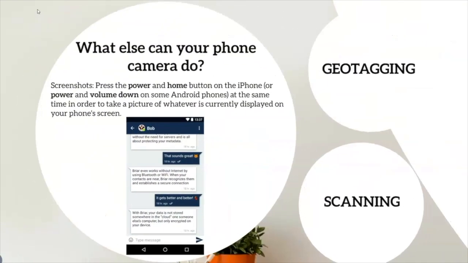Okay, so what other features can your phone camera do? One of them is screenshots. Let's say you have an important series of text messages you need to get a record of, or maybe you want to show the weather in the area and send it to your friend that lives in North Dakota, because you live in warm South Florida. You can go ahead and take a screenshot. With the iPhone, you would simply press the power and the home button at the same time. Whereas on Android phones, you press the power and volume down, and it'll save it in your gallery.